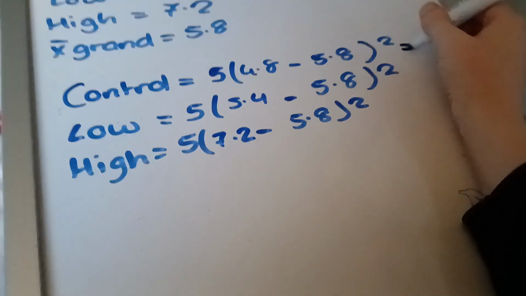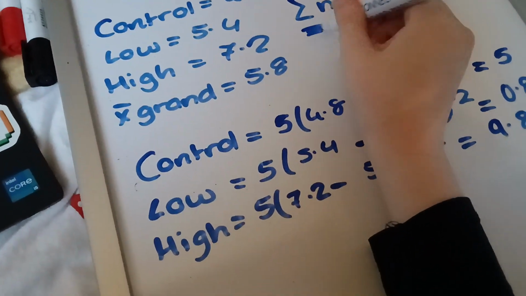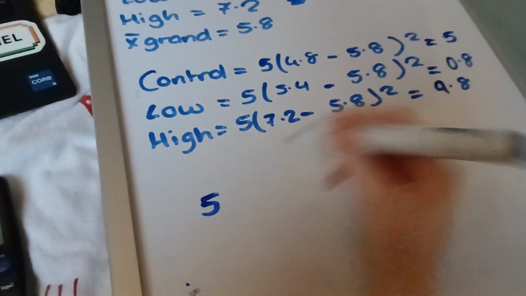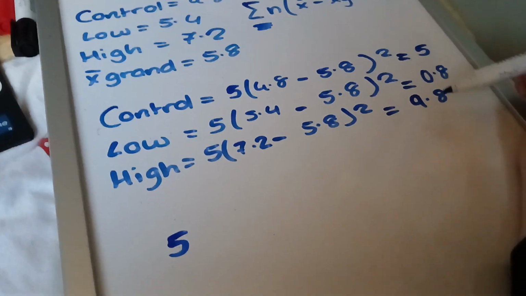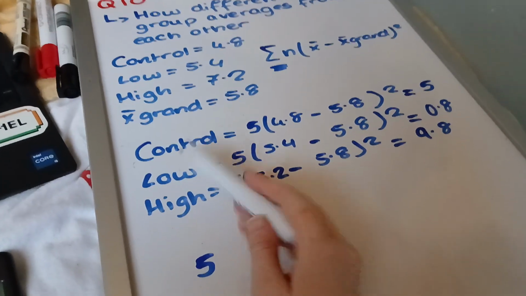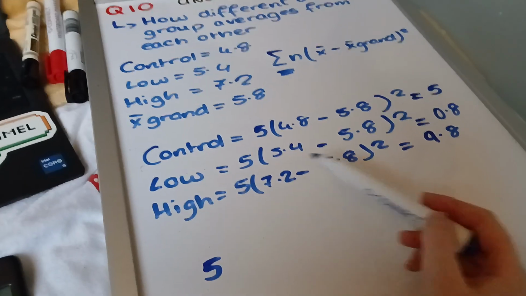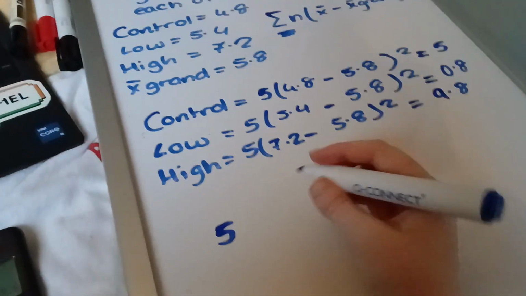So you're going to calculate all these. So I have calculated all of them. So we have 5, 0.8, and 9.8. So if we go back to our formula, we need to calculate the sum of all of these, and that's going to be our answer. So what we do then is we add all these together to get the SSM, the model sum squared, so basically the sum of the squared averages. That's what the question is asking.